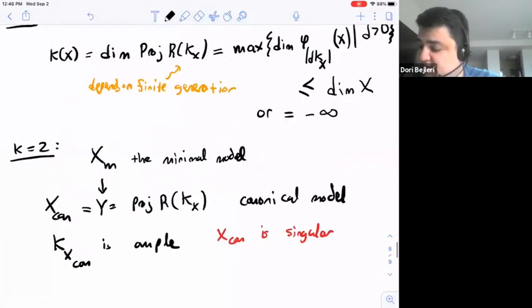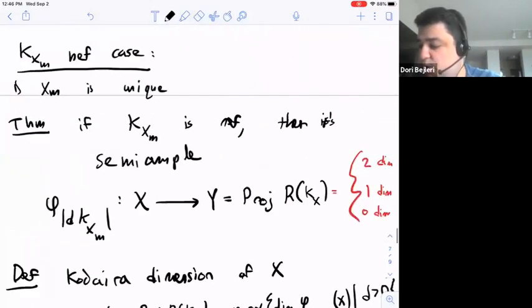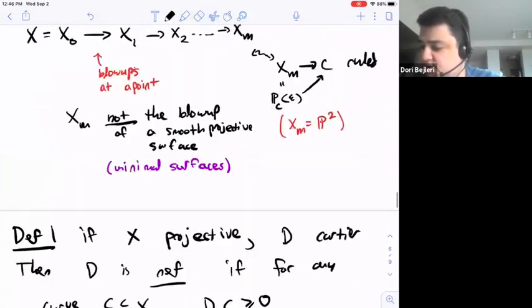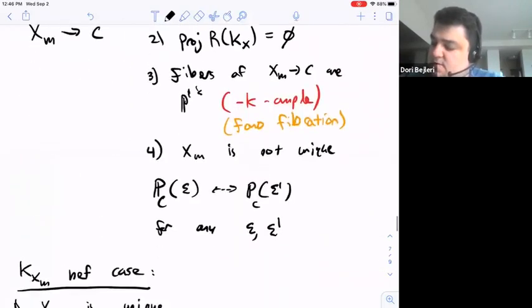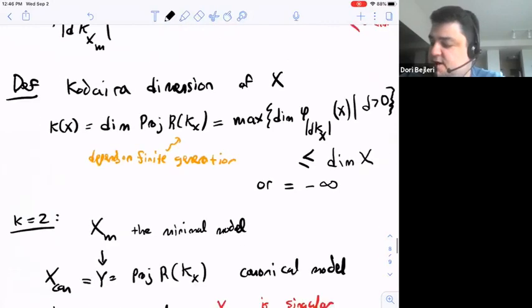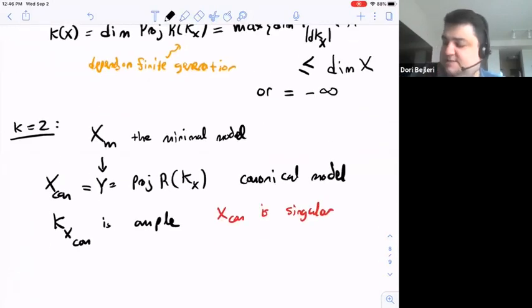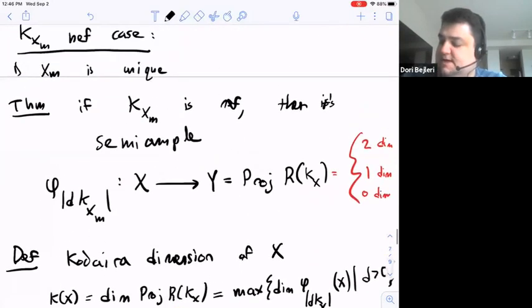And I should point out, the nice thing is that up to this point, we were only working with smooth surfaces. So in this diagram up here, each of these steps that are blowups at a point all result in smooth surfaces. X_M is smooth. The first place we see singularities possibly coming up is this last step where we go from this X_M to, I should have put X_M here, where we go from this X_M to this Y.